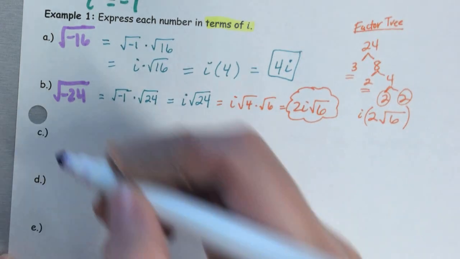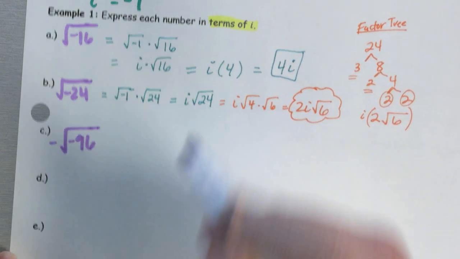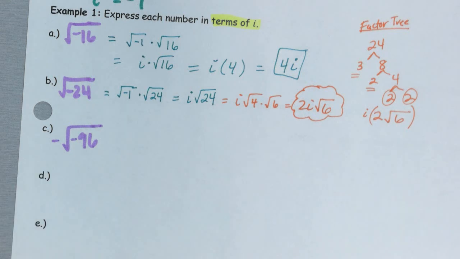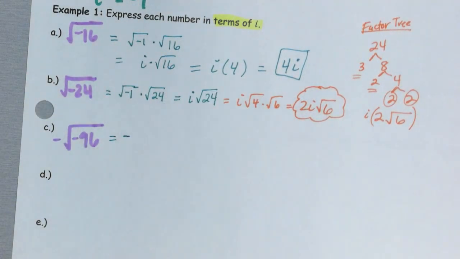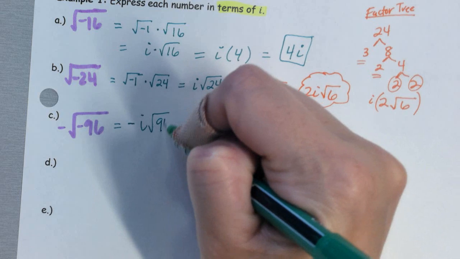All right, so for C, we have negative square root of negative 96. So now we have this value on the outside that we're going to keep on the outside. So that negative has to stay there. Okay, and then instead of writing the square root of negative 1 again, can I just write i root 96? Are you guys with me with that part?